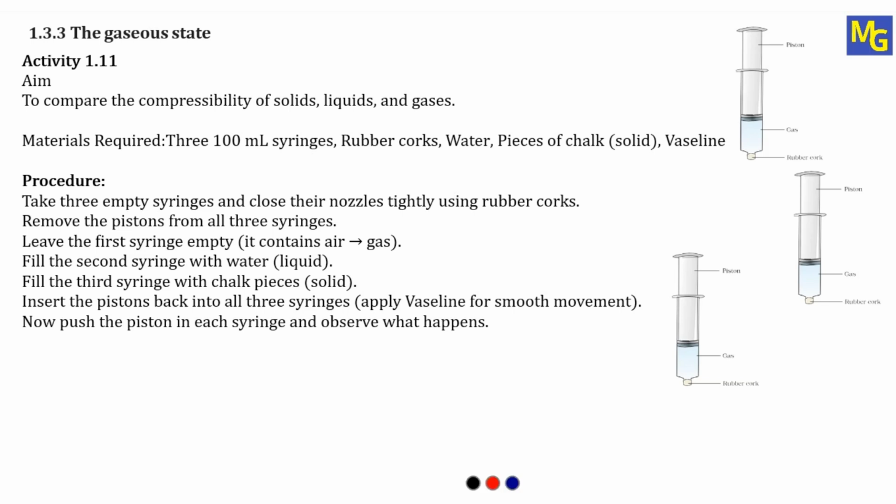As we all know, matter is divided into three states, that is solid, liquid, and the third one is the gaseous state. Solid and liquid are already completed and I have uploaded the videos. Now we are going to move on with the gaseous state. We are going to study this with the help of one activity, which is Activity 1.11. These notes are from the NCERT book itself. I have explained them a little to make it easy for you.